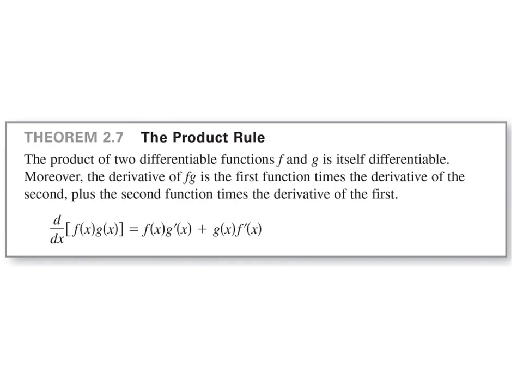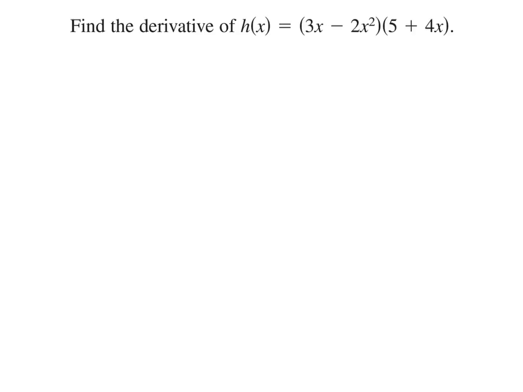So this says that if I have two different functions, f and g, and I multiply them together, and then take the derivative of f of x times g of x, this is the rule I'm going to use to find the derivative of that. So I just take the first function, multiply by the derivative of the second, add the second function times the derivative of the first. Let's work out a few examples.